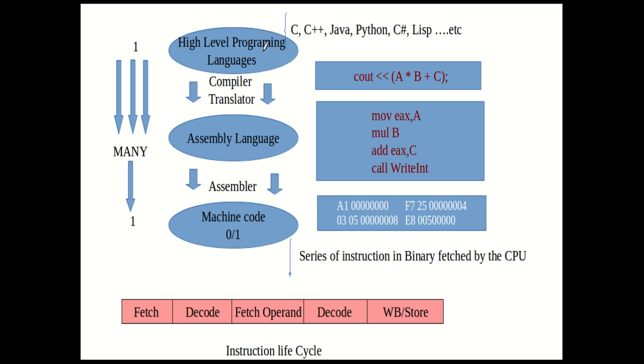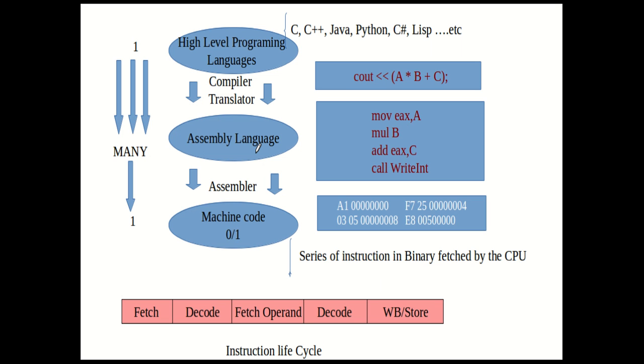A high level language statement is like cout, or A multiplied by B plus C. Easy to understand, user friendly, close to English. Lots of high abstraction. Assembly has low abstraction. It's almost like English, but it uses mnemonics for the instructions like mov, mul, add, call, EAX, A. So if a non-programmer looks at this, they might not understand it. That comes from the concept of abstraction.